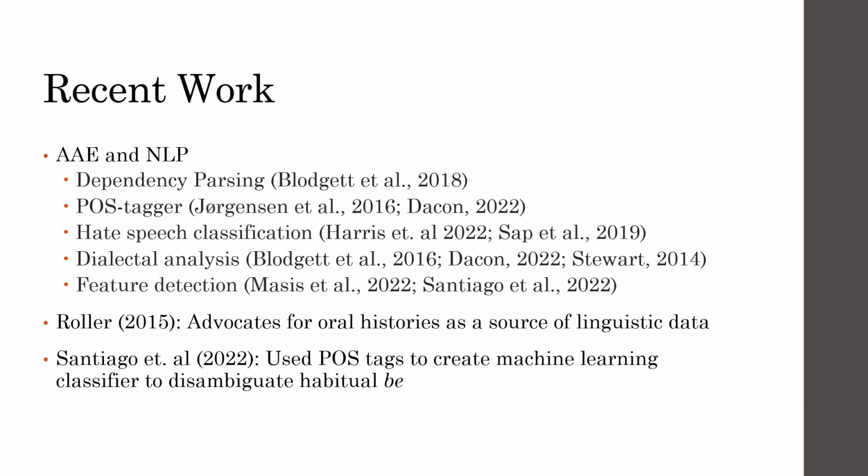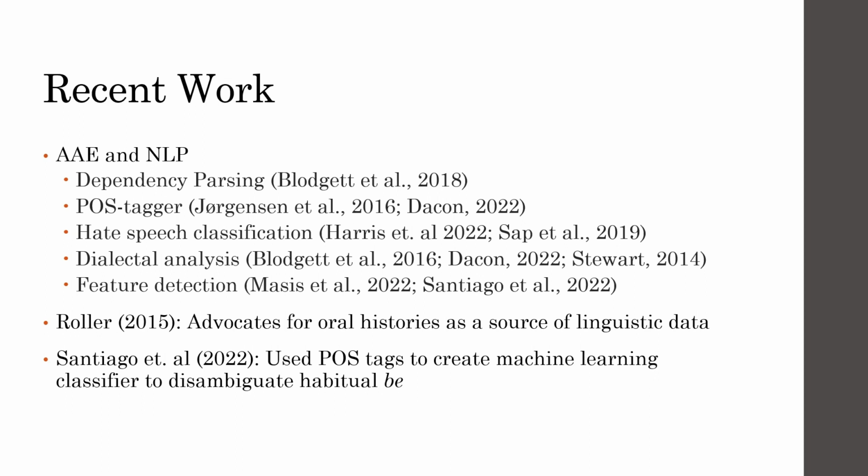Roller 2015 highlights the values in using oral histories as sources of linguistic data. Most NLP research conducted on AAE focuses on Twitter data due to the prevalence of the language online. However, using oral history exposes us to extensive amounts of organic and authentic utterances. Oral histories also serve as valuable resources for studying AAE in various contexts and examining variation on factors such as class or gender.